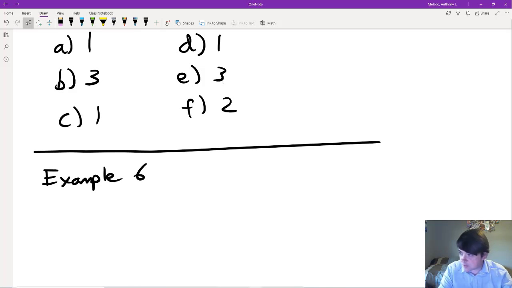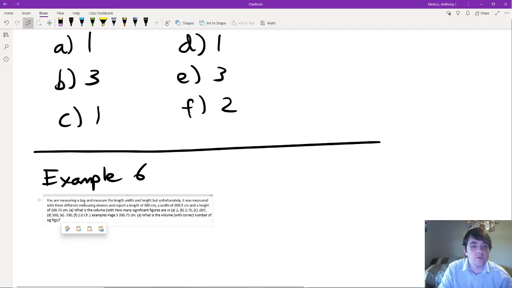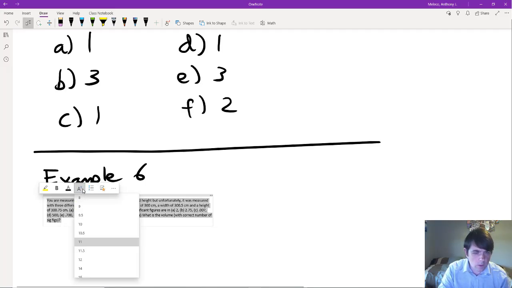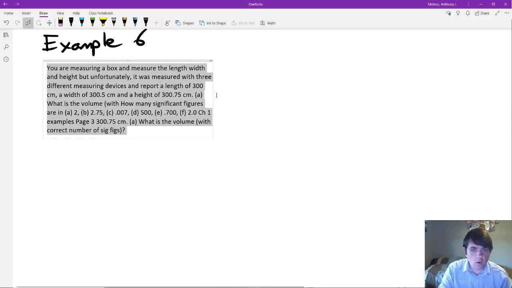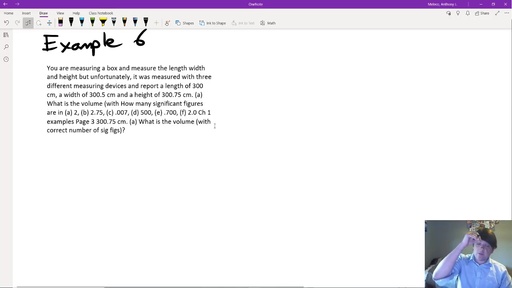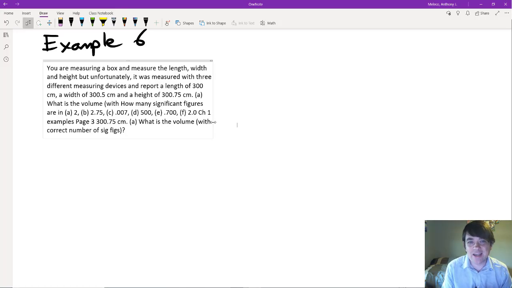Example 6 is up next. And we're going to do a mathematical example with significant figures. It's a long problem, so let's read through it. You're measuring a box and measure the length, width, and height, but unfortunately, it was measured with 3 different measuring devices. And so each one's going to have a different accuracy. So you report a length of 300 centimeters, a width of 300.5 centimeters, and a height of 300.75 centimeters.